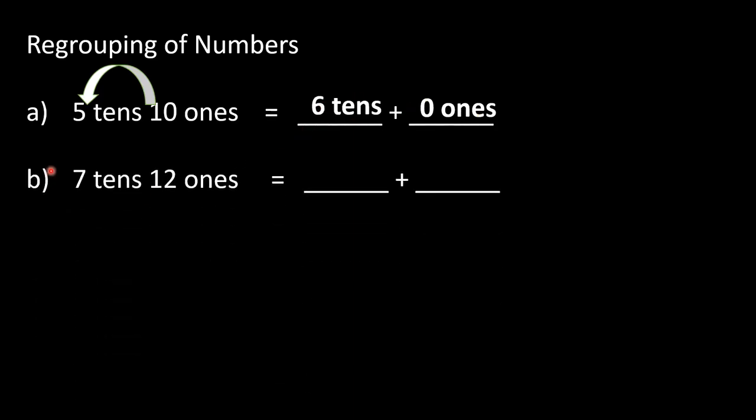Now in next, 7 tens, 12 ones. So here we have to carry forward this one to tens. So 7 plus 1 is 8. So 8 tens and 2 ones is our answer. So here first of all we will write 2 ones and here we have to write 8 tens.